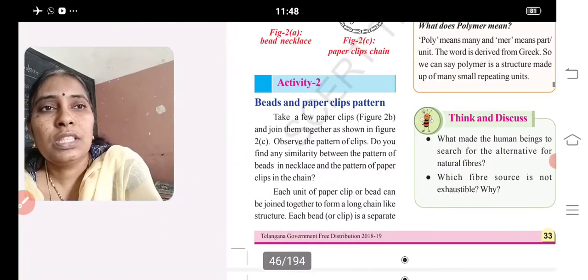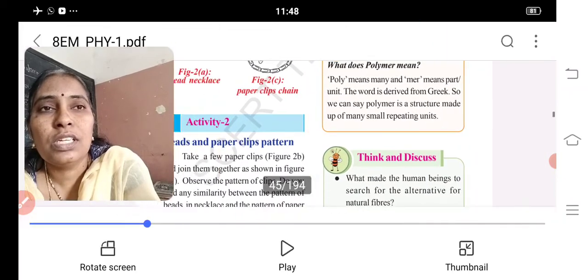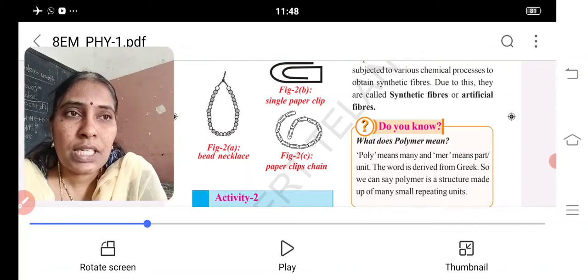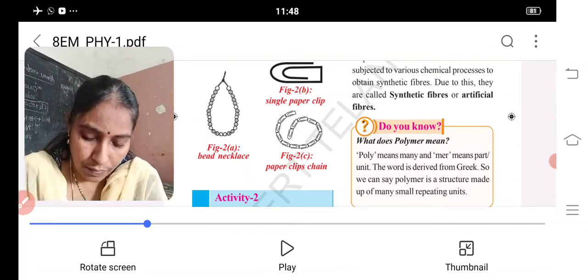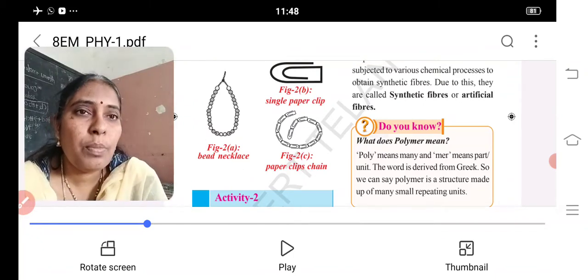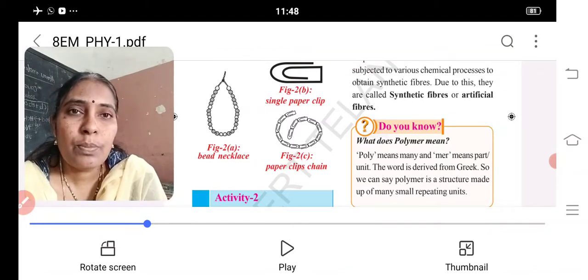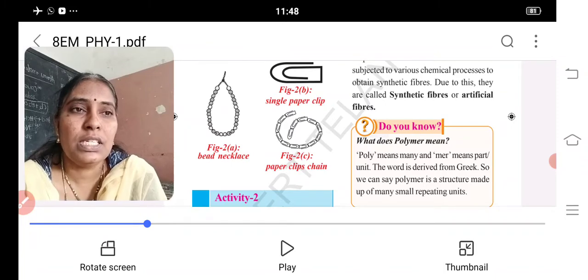fiber. Here is a picture of a bead and paper clips. A single clip is said to be a monomer, and if all the clips are joined it is said to be a polymer. And what does polymer mean? Poly means many, mer means unit.